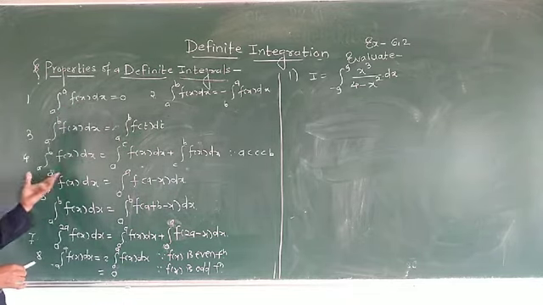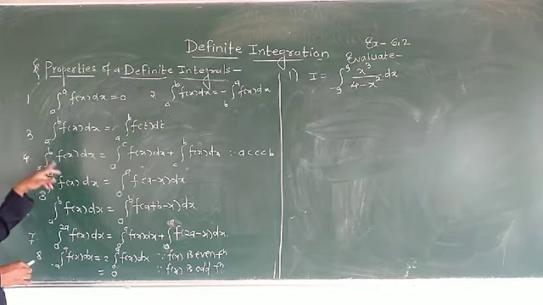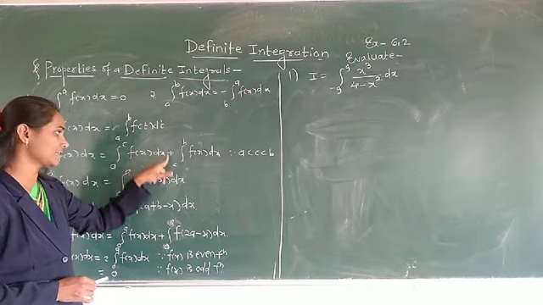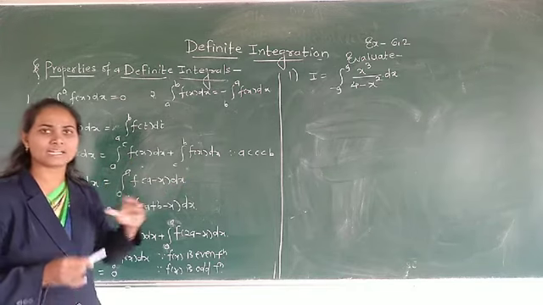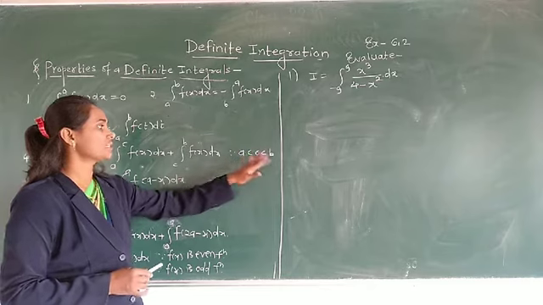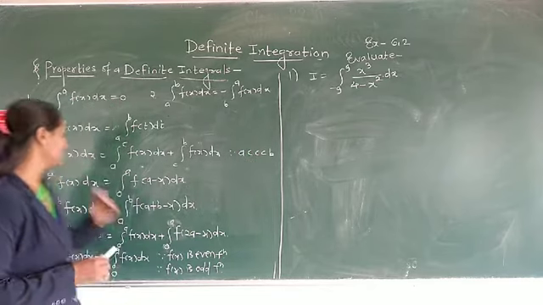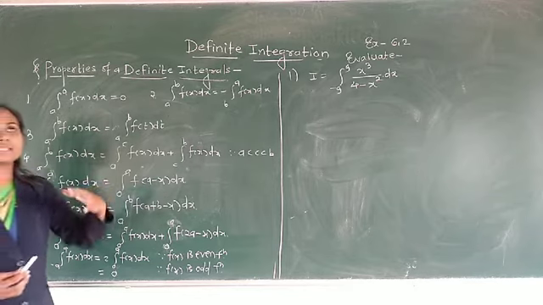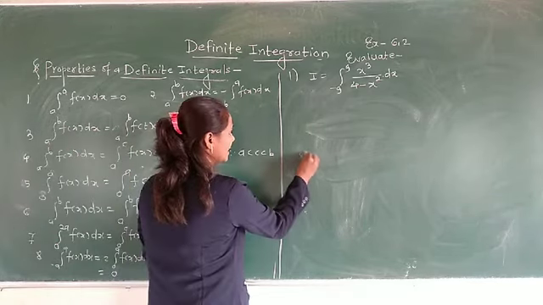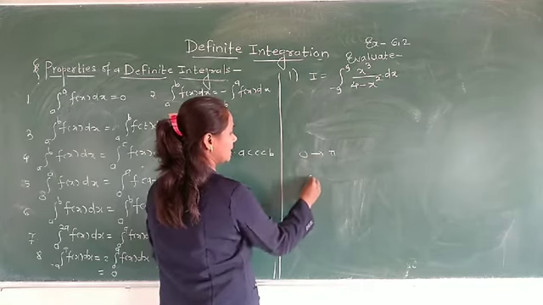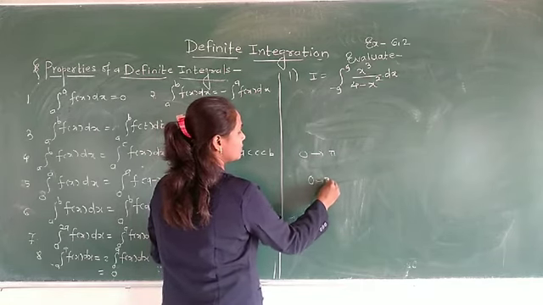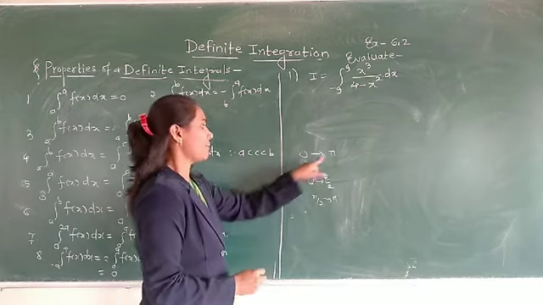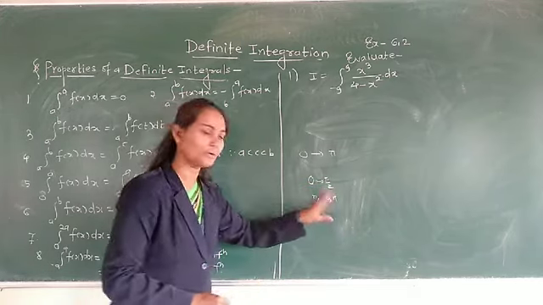Next, the fourth property, which is a very important property: integration a to b f of x dx is equal to integration a to c f of x dx plus c to b f of x dx. That means if c belongs to AB, then we can split the interval AB as a to c plus c to b. If I have to take the limits 0 to pi, then we can split this as 0 to pi by 2 and pi by 2 to pi, if pi by 2 belongs to 0 to pi.